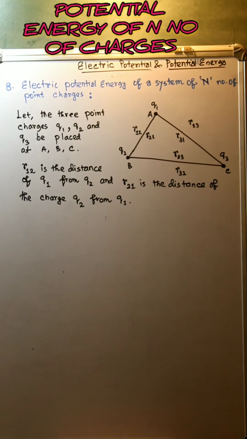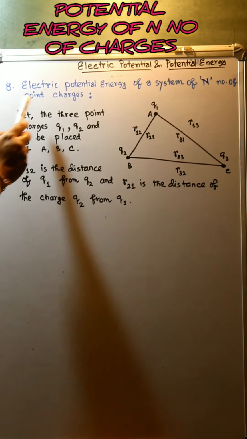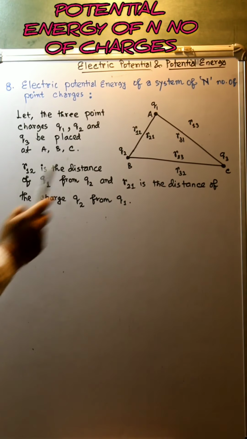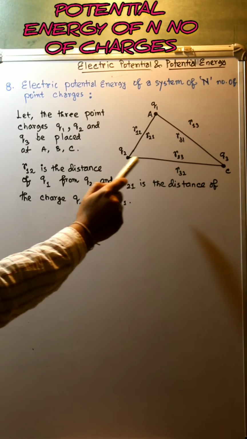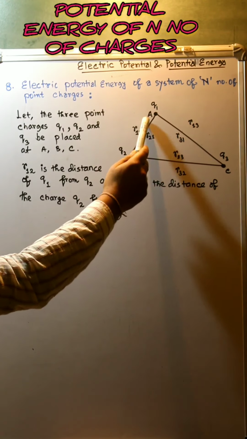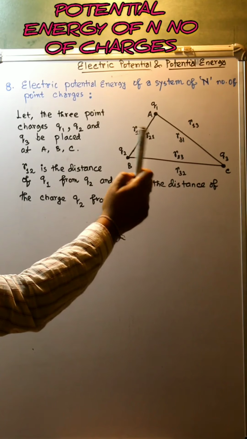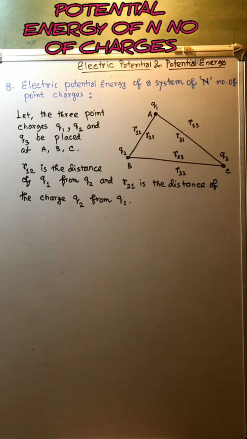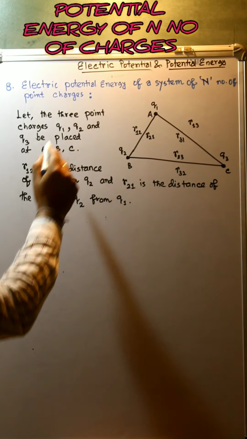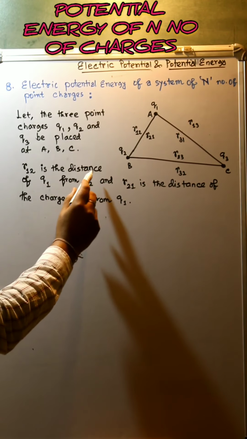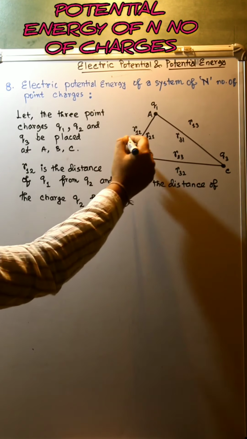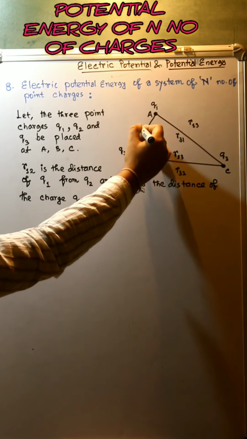Now we have to find the electric potential of a system of a number of point charges. So in the diagram we have considered 3 point charges Q1, Q2 and Q3 placed at A, B and C, and we have denoted the distance of Q1 from Q2. So here we can say that R12 is the distance of Q1 from Q2. Similarly, what will be the direction of R12?